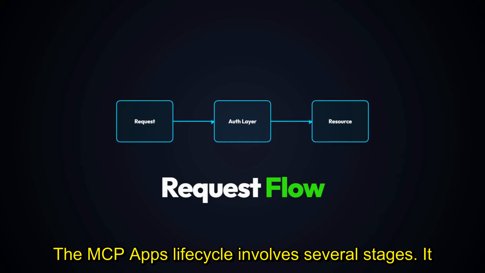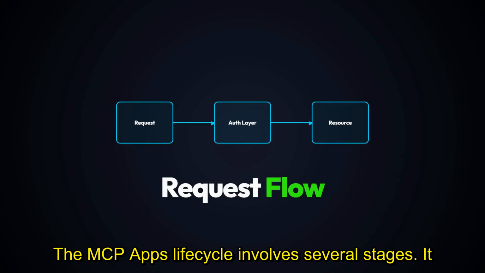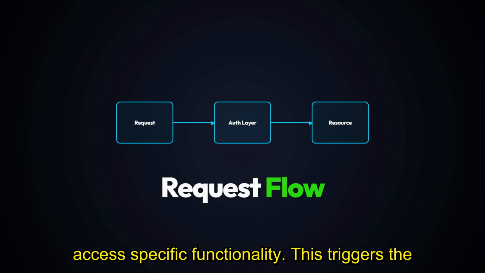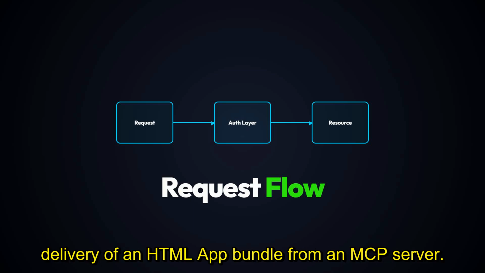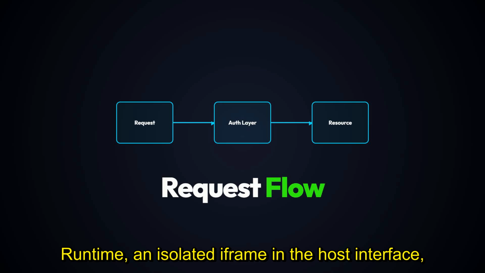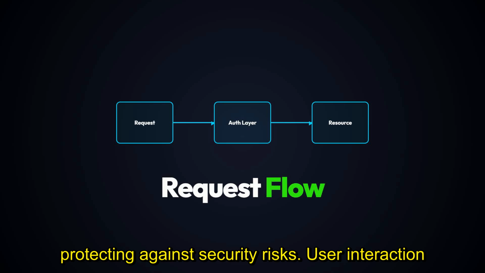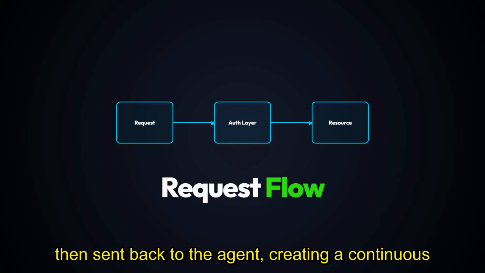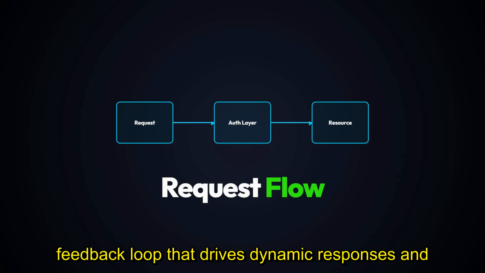The MCP Apps lifecycle involves several stages. It begins with a tool call initiated by the agent to access specific functionality. This triggers the delivery of an HTML app bundle from an MCP server. This application then runs within a sandboxed runtime, an isolated frame in the host interface, protecting against security risks. User interaction within this app generates agent feedback, which is then sent back to the agent, creating a continuous feedback loop that drives dynamic responses and actions.